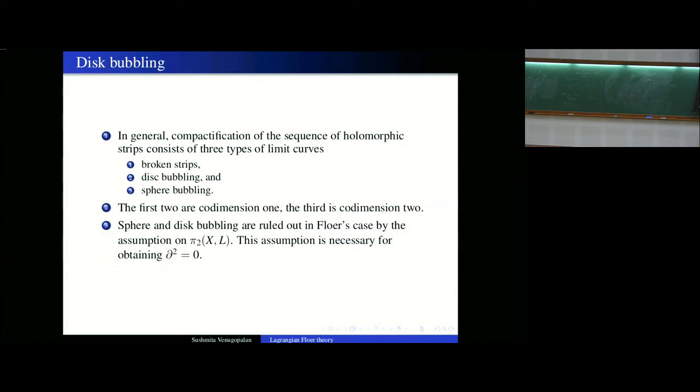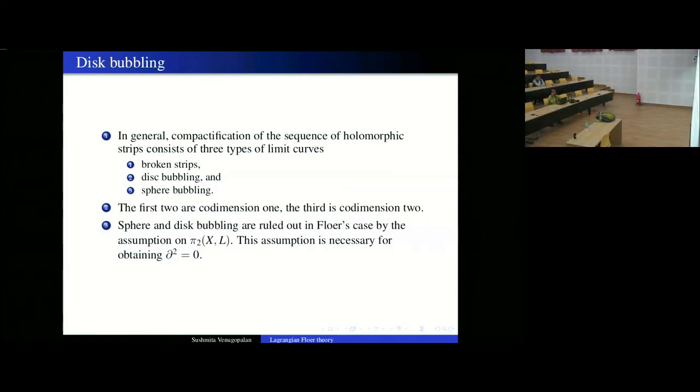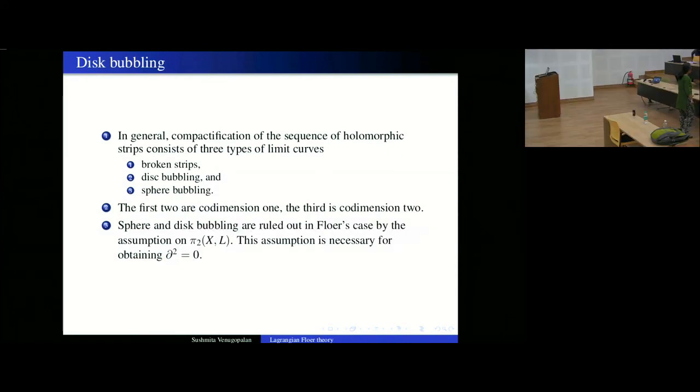Oh, so in Floer, it is by hypothesis. He just takes pi 2 of X is 0. When you say pi 2 of X, L is 0, pi 2 of X is also 0, right?